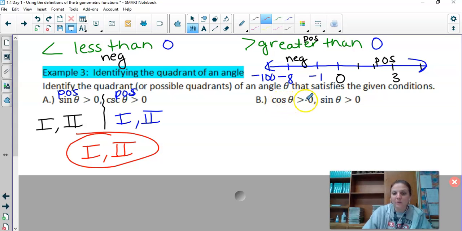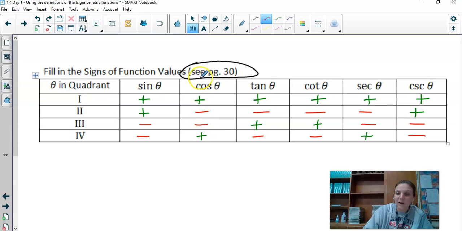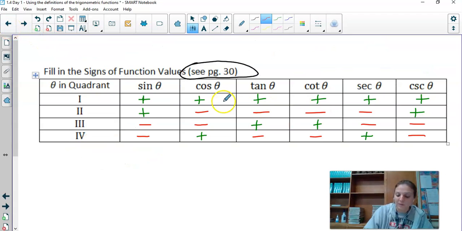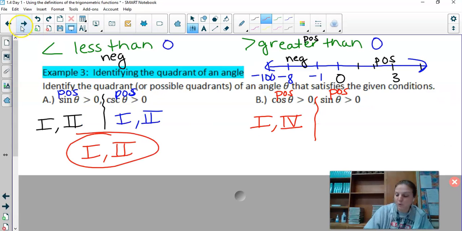Cosine of theta is greater than 0. Remember, greater than means positive. Sine of theta greater than 0, positive. Let's look up cosine first. We're looking for where the cosine is positive. Quadrant 1, quadrant 4. Next, let's see where the sine of theta is greater than 0 or positive. Sine was quadrant 1 and quadrant 2.